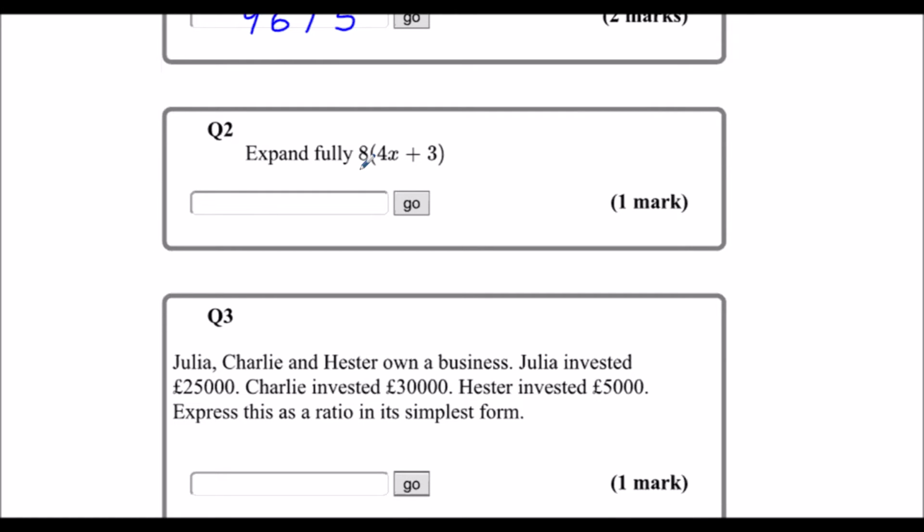Question 2, expand fully. So we're expanding the brackets. 8 times 4x. So 8 times 4. 8 times 2 is 16. Double that is 32. So we've got 32x. And 8 times 3 is 24. So I've got 32x plus 24.